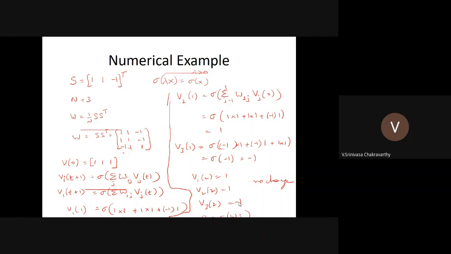Like I said, life is very simple if you have only one pattern: it will go there. The only thing is, you will also have the mirror state as stable. But otherwise, it's a very clean case and it works well.